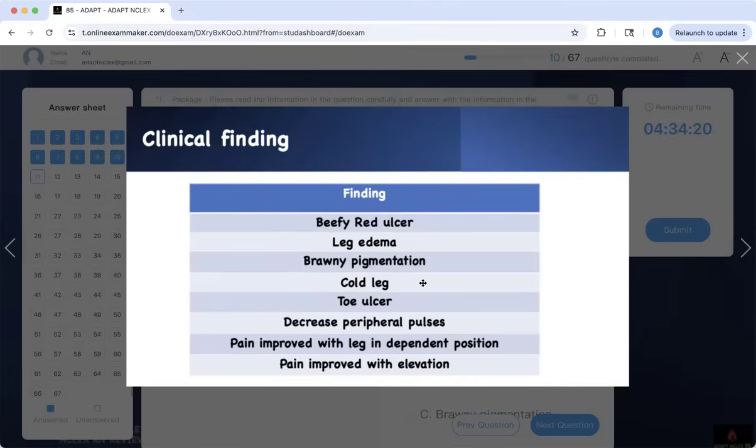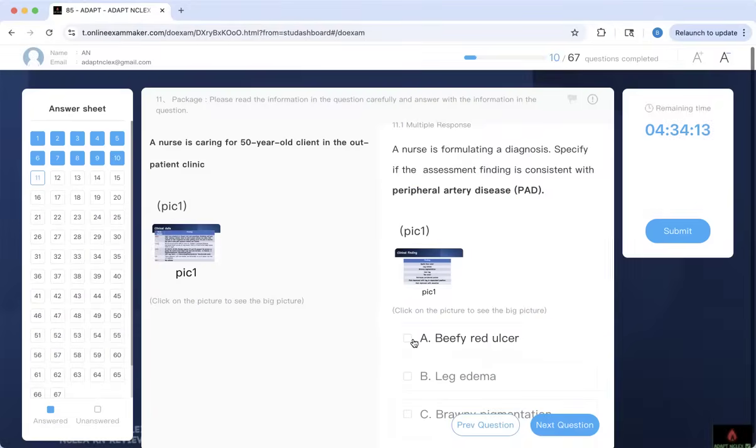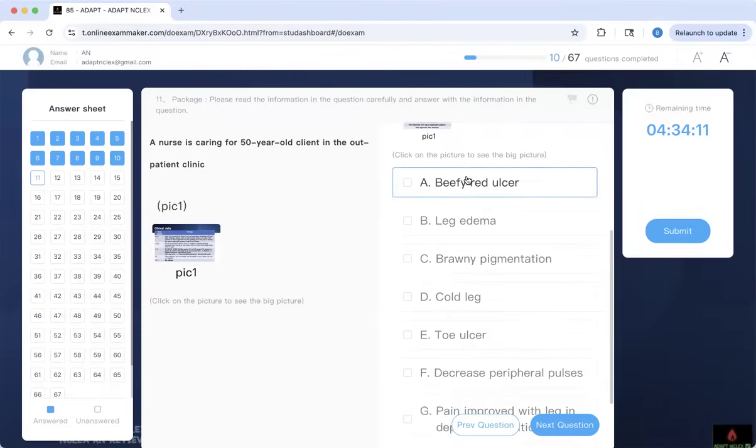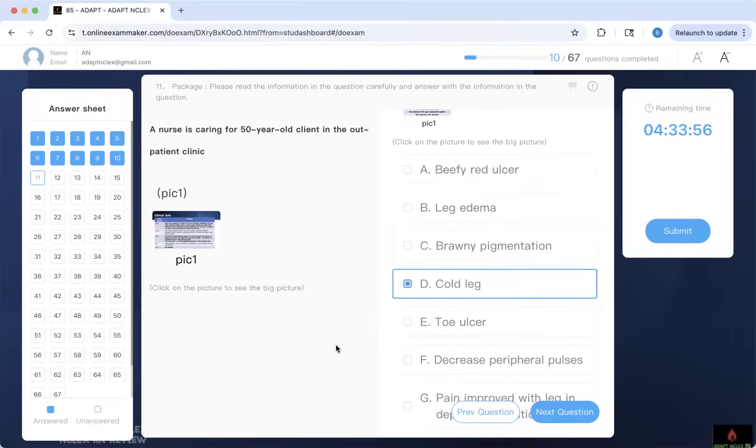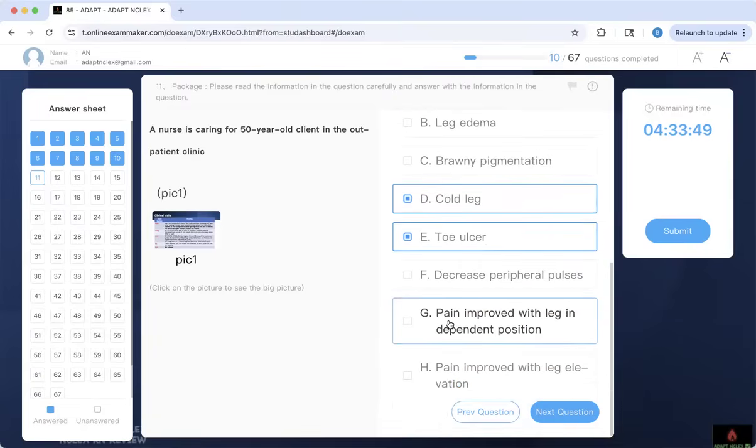The way I say PAD is blood flow. There is no blood flow going to your leg. Therefore, if there is no blood flowing to your leg, there's not going to be a beefy ulcer. There's not going to be edema. You see, you don't have to make it difficult, just the word blood flow. There's not going to be browning pigmentation. Your leg is going to be cold because blood is warm. If there's no flow, there's going to be ulcer in the distal aspect. That's your toe. Your pulses are going to decrease.